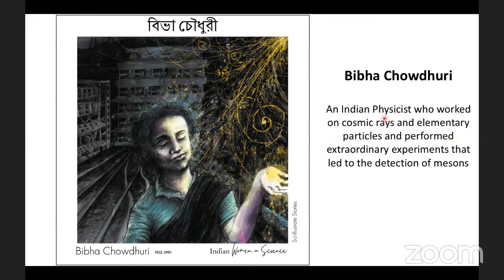As you can see in this picture, there is some kind of a glow falling on her face. This picture again has been taken from Indian Women in Science. Bibha Chaudhary was an Indian physicist who worked on cosmic rays and elementary particles and who performed extraordinary experiments which led almost to the detection of mesons. She and her mentor, D.M. Bose, Debendra Mohan Bose, missed the Nobel Prize by a little. The work was done in Bengal, up in the Himalayas, in Sandakphu.